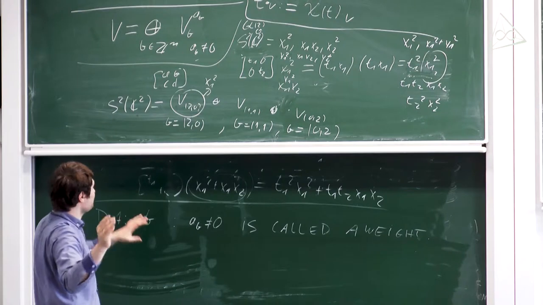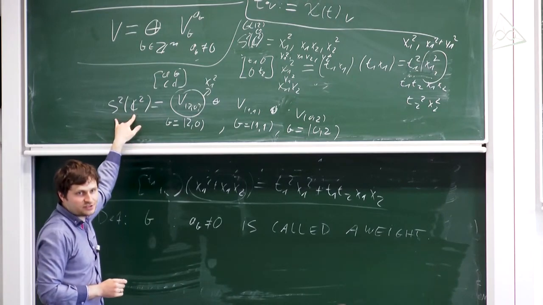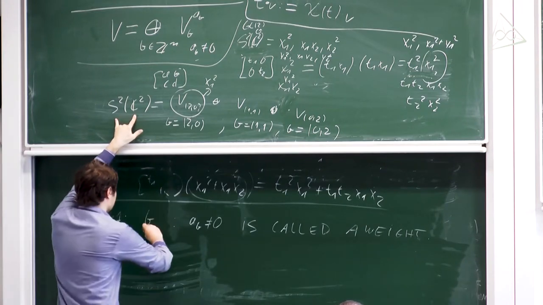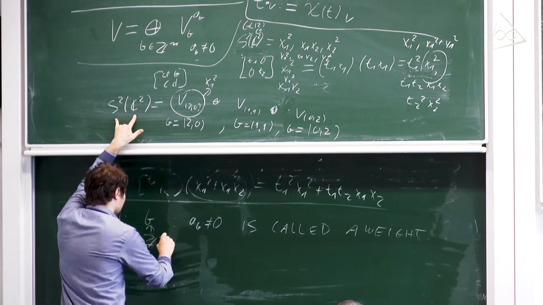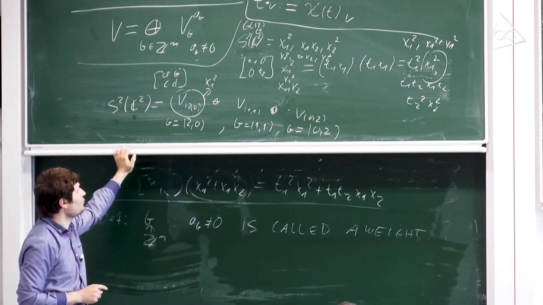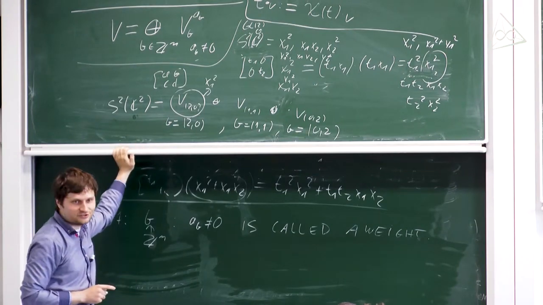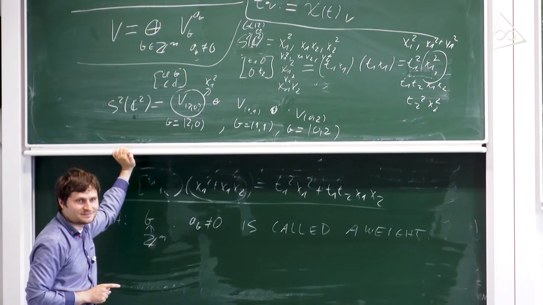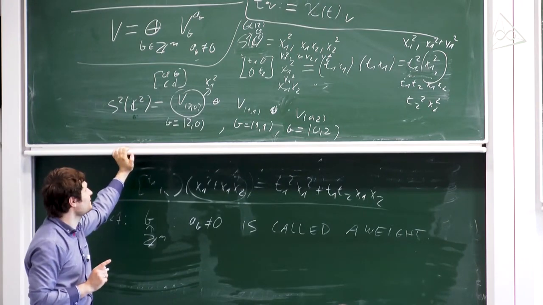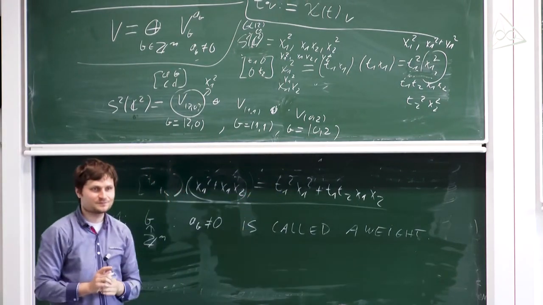Okay, so now a question for you if you understand this definition. What are the weights of this representation? How many are there and what are they? One weight. So there is only one V something that is non-zero? Three weights, very good. And what are they? Yes, (2,0), (1,1), (0,2). Okay?